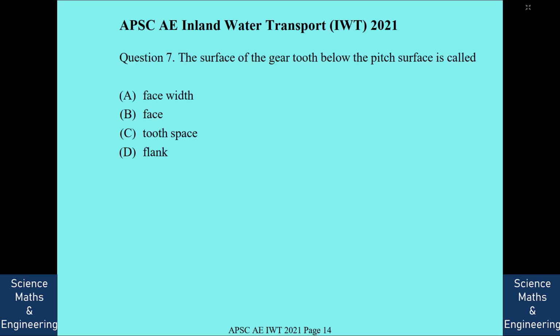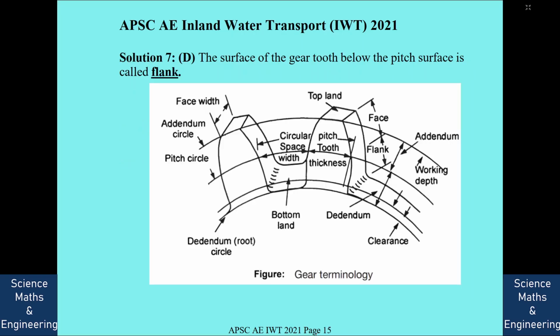Next. The surface of the gear tooth below the pitch surface is called A. face width, B. face, C. tooth space or D. flank. So, the answer is it is called flank. So, this is the diagram you see. This middle line is the pitch circle diameter, and so the pitch circle is this one. Below this is the tooth, this is called flank, and above it would be face, okay. So next question.